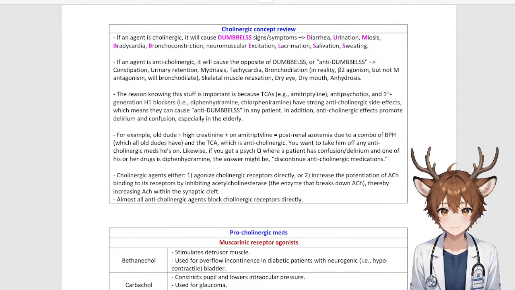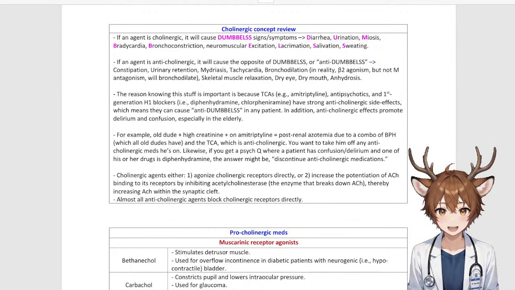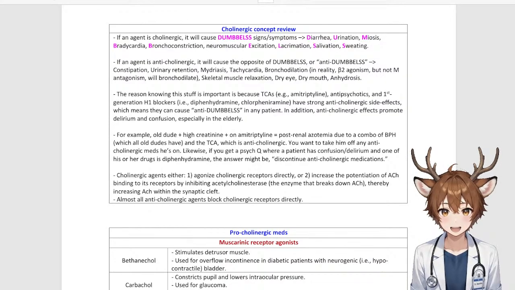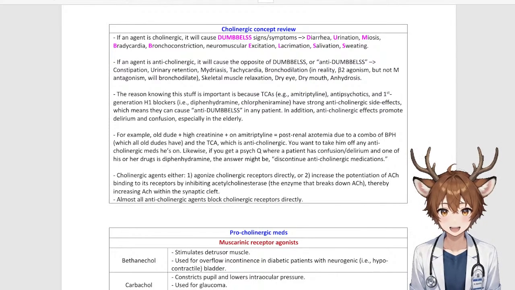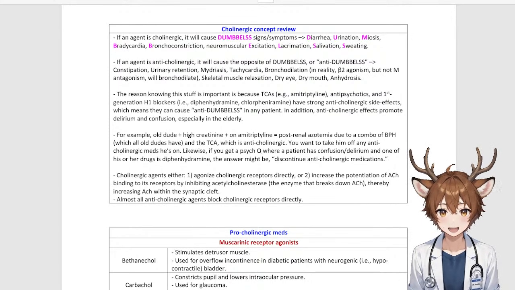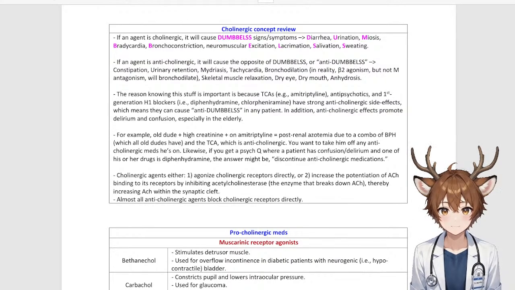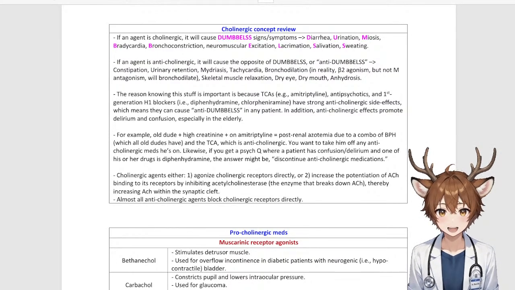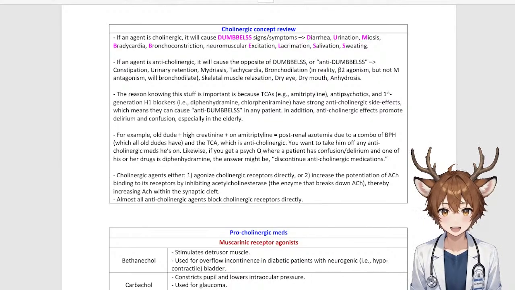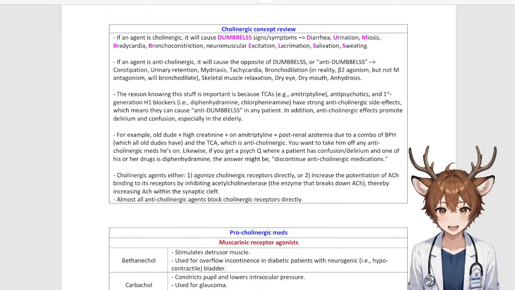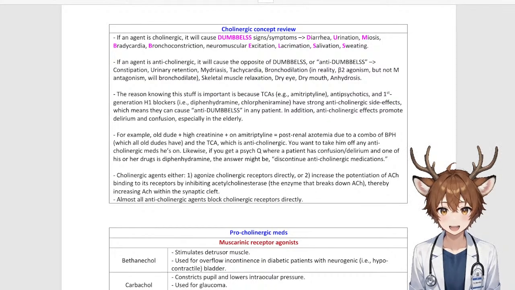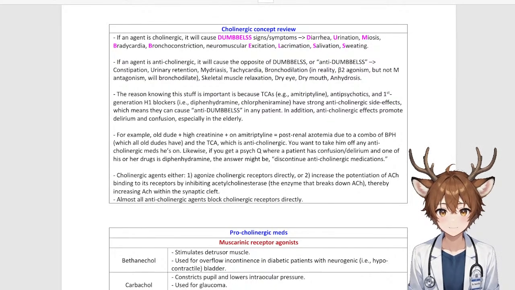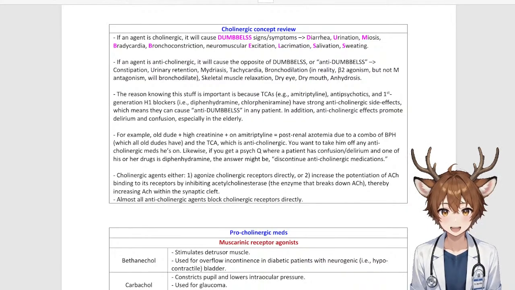For example, old dude plus high creatinine plus on amitriptyline equals post-renal azotemia due to the combination of the BPH, which all old dudes have, which is the benign prostatic hyperplasia, and the TCA, which is an anticholinergic. You want to take care of him, so you want to take him off the anticholinergic medication. Likewise, if you get a psych question where the patient has confusion or delirium, and one of his or her drugs is diphenhydramine, the answer might be discontinue the anticholinergic medications.